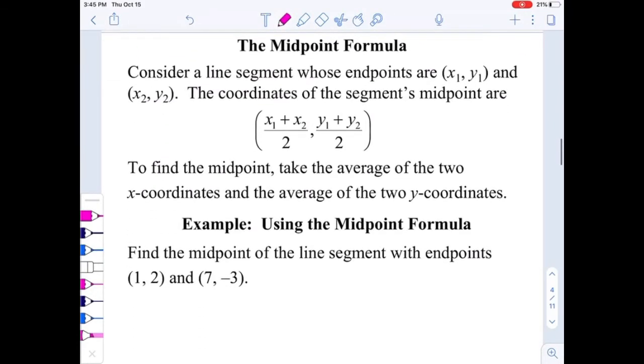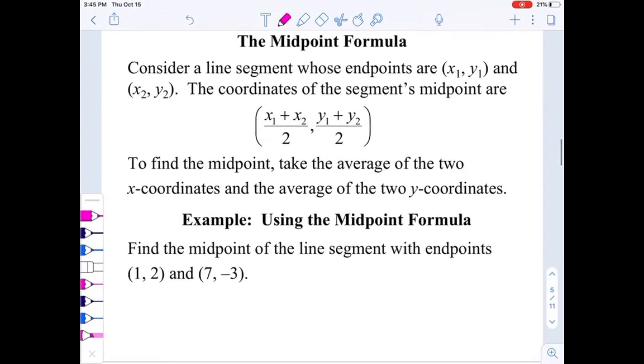Midpoint formula, again, review of some geometry stuff. Midpoint, the very middle of a segment. So it says consider a line segment whose endpoints are x1, y1, and x2, y2. The coordinates of the segment's midpoint, you're finding the average of the x values and the average of the y values. So the x values added together, divide by 2. The y values added together, divide by 2. So to find the midpoint, take the average of the 2 x coordinates and the average of the 2 y coordinates.